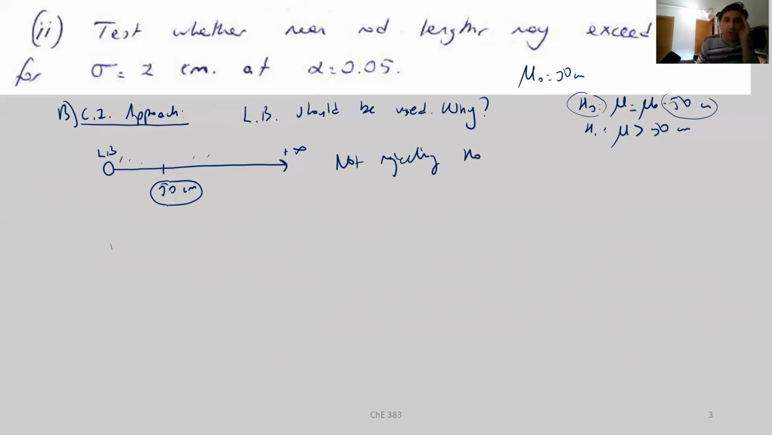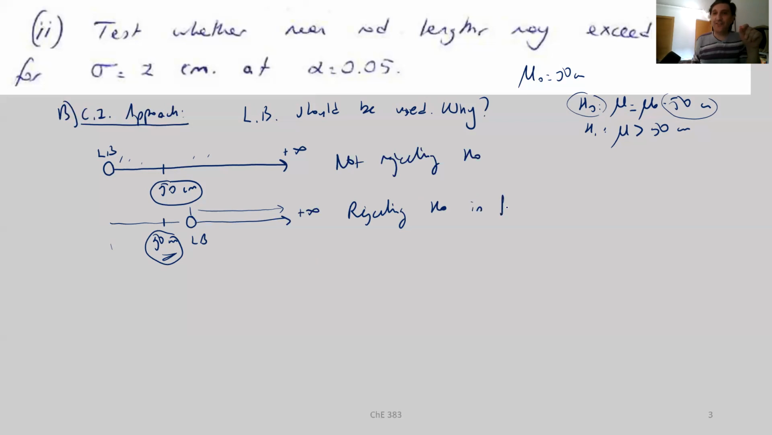Okay, let's say that the lower bound is found to be here, again on the very same axis. This time, it's going to be this region that mu is supposed to be. However, mu zero is hypothesized to be here, right? The mu value is here. So this case would be rejecting H0. But let's also write here rejecting H0 in favor of H1. Why do I say in favor of H1? Because H1 says that mu is greater than 50 centimeters. So here we reject H0. So we say that 50 centimeters is not in that interval.